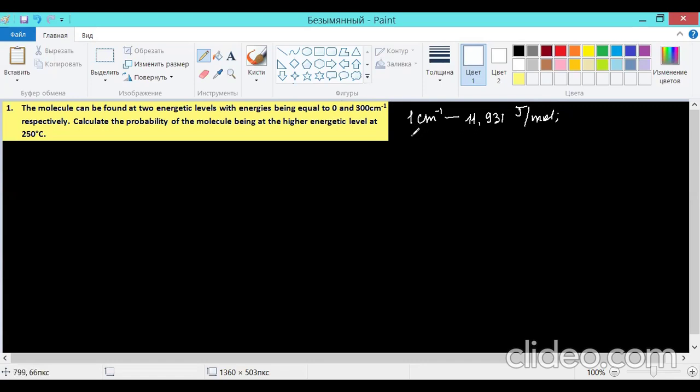Okay, and I hope it's obvious to you that 0 inverse centimeters corresponds to 0 joules per mole, right? But if we've got 300 inverse centimeters, in this case we should multiply this value by this one, and we will get the energy not in inverse centimeters, but in joules per mole. So I have already done it, and it's equal to 3,579.3 joules per mole. But again, we don't need joules per mole, we need joules per molecule. And in order to get this number, we have to divide this value by the Avogadro constant, which is equal to 6.022 times 10 raised to the 23rd, right?